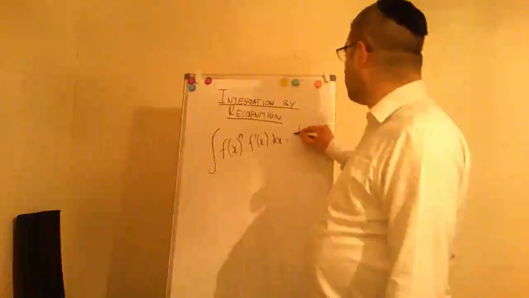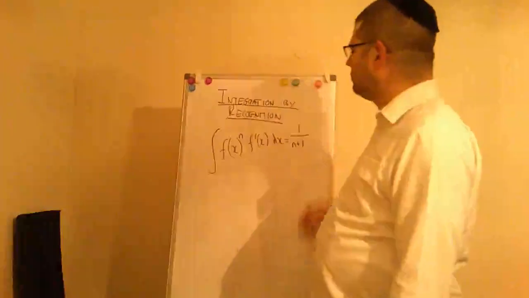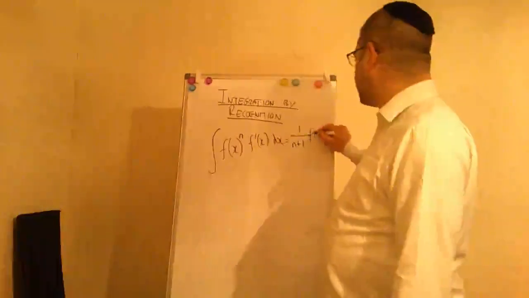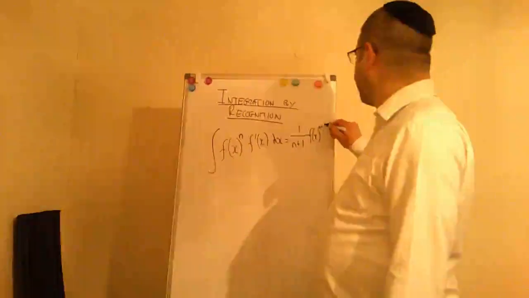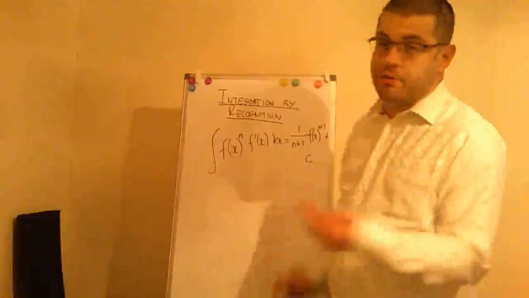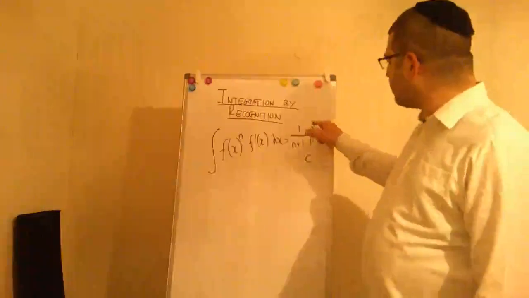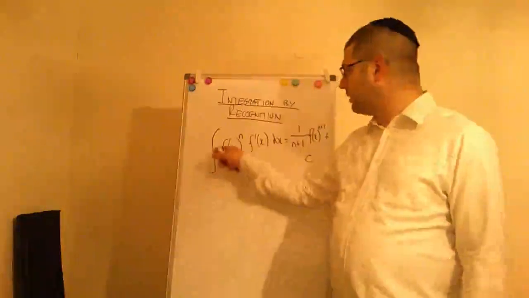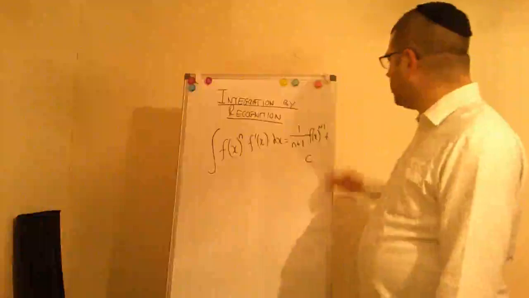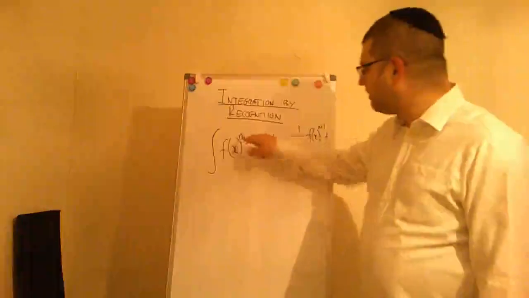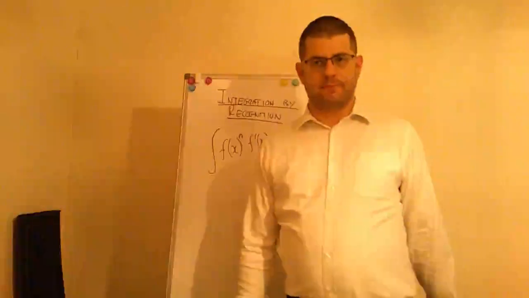Will integrate to 1 over n plus 1, multiplied by, plus c. And you can see through differentiation that clearly works by chain rule. If you bring the n plus 1 down, it will cancel the n plus 1, leaving me with a coefficient of 1. Reduce this power down to n, and then times it by the inner derivative.